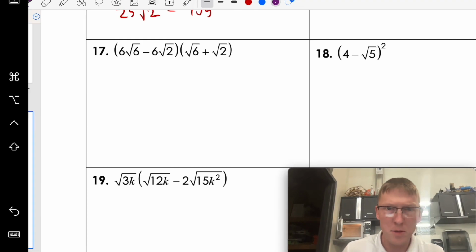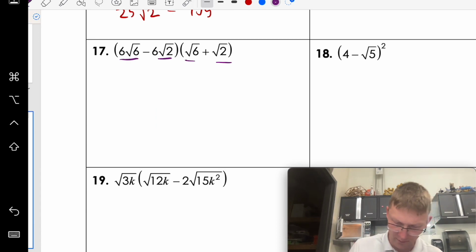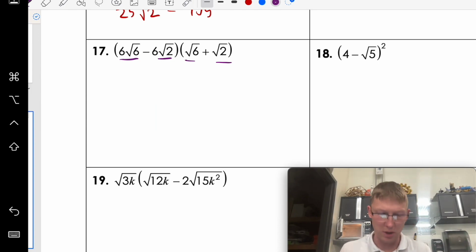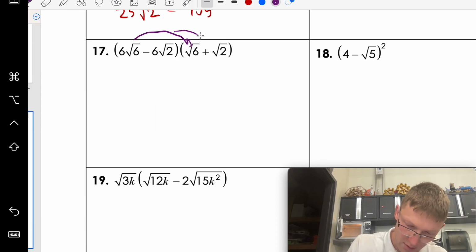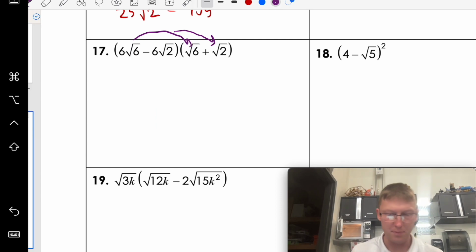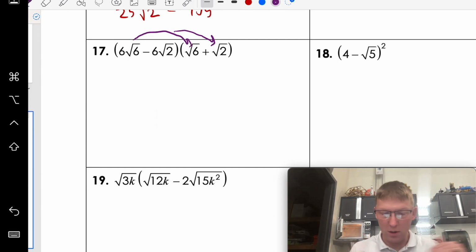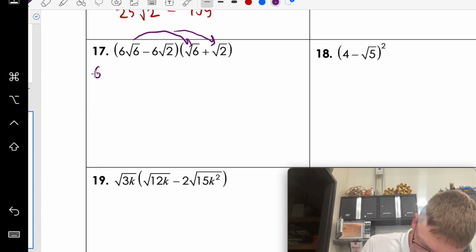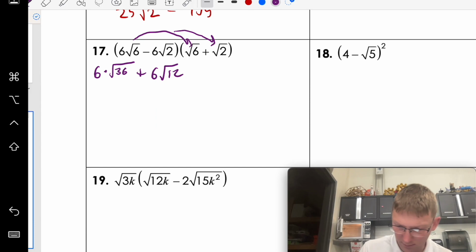So this will be my last problem, number 17, just to show you another version of these problems. Again, we've got these two more different variables. Just treat it like we normally would. In this case, we are going to FOIL, or whatever you want to call it. We'll do the purple, the first step. Under the square roots, we're going to multiply together. That's going to be 6 times square root of 36, which is actually 6 as well. Then plus 6 square root of 12.